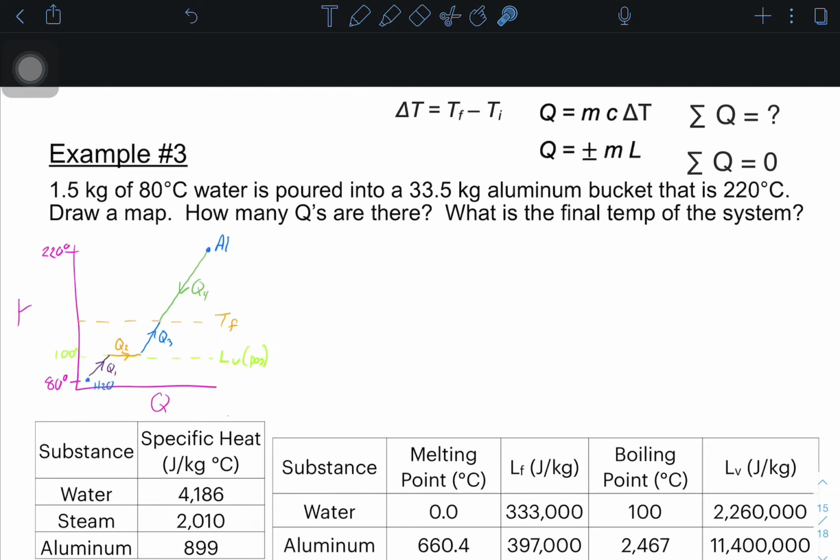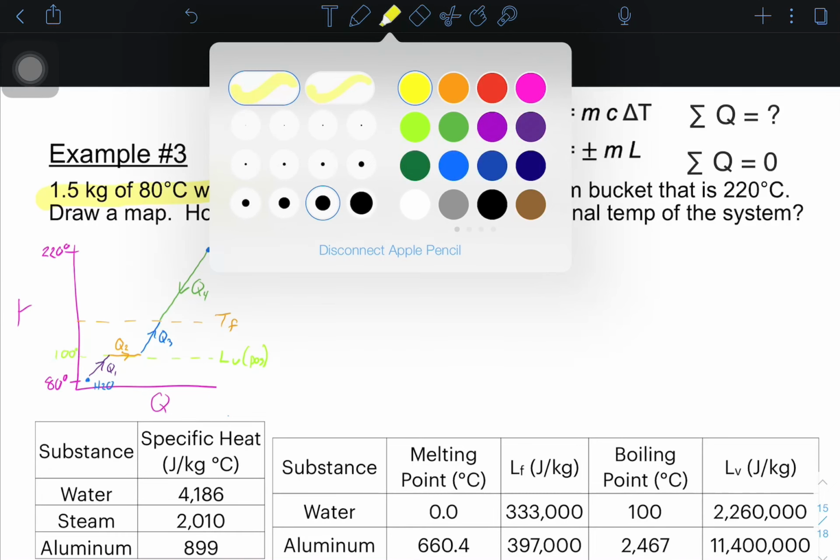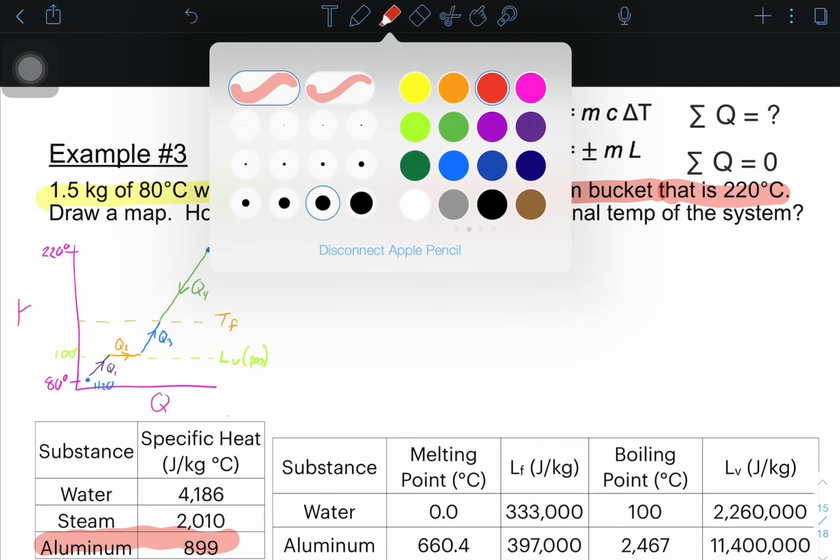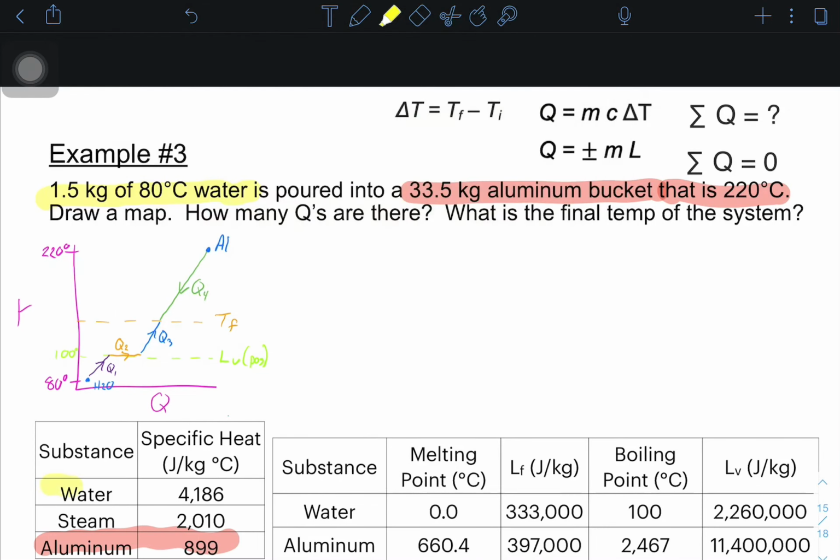So problem number 3 looked like this. We had water at 1.5 kilograms at 80 degrees, and as liquid water is poured into an aluminum bucket at 220. So we have aluminum, and we started with liquid water. Now we are going to go through the phase change of boiling or condensing at 100 degrees, so we need to use the latent heat of vaporization.